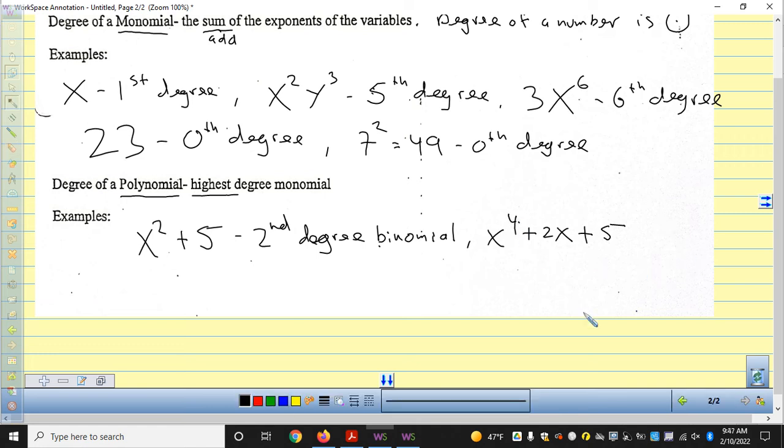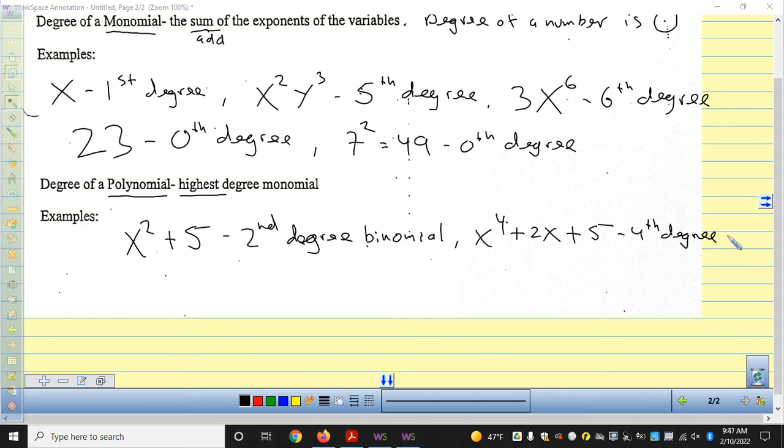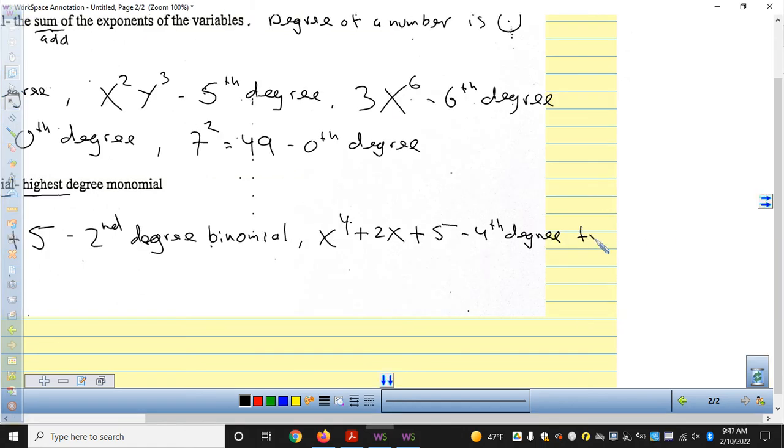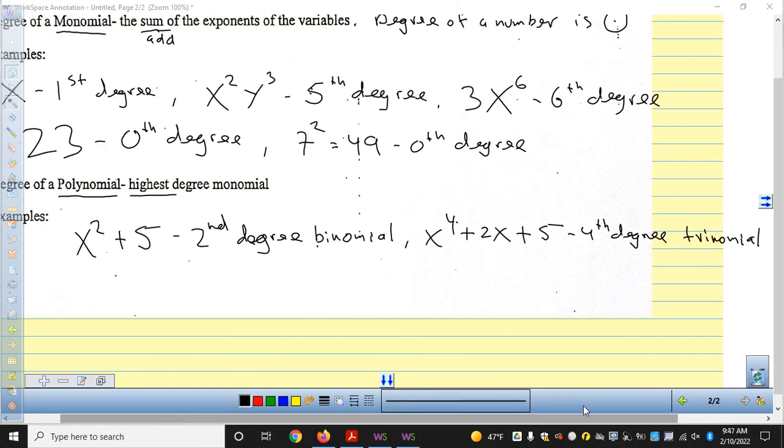I'm going to do this: x to the 4th plus 2x plus 5. The highest degree monomial, what is the highest degree there? 4. So we'd call this a 4th degree polynomial. We also give a special name to polynomials with 3 terms. We would call this a trinomial, because the prefix tri means 3.